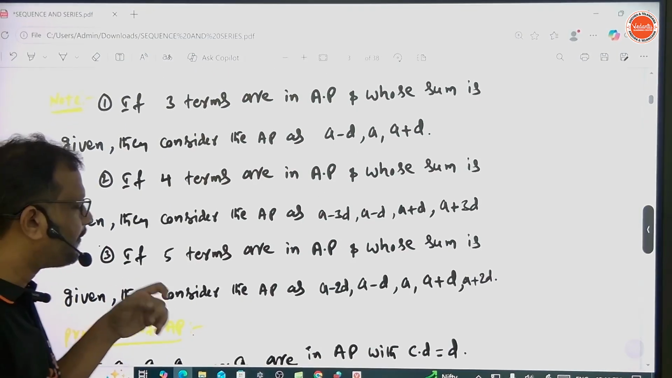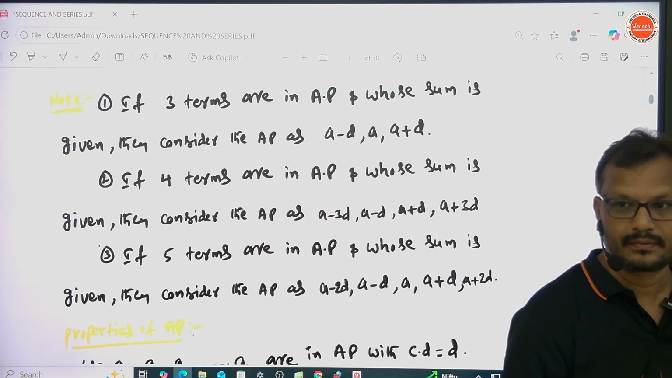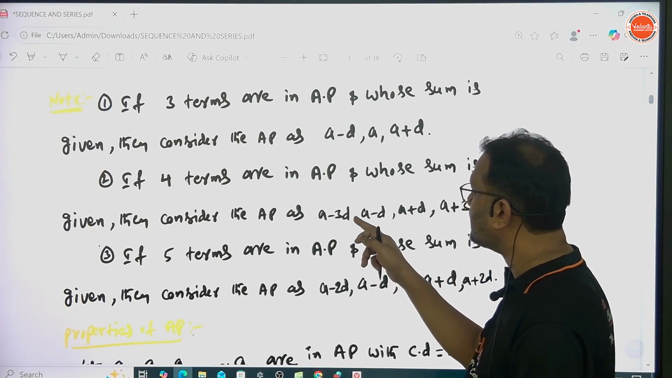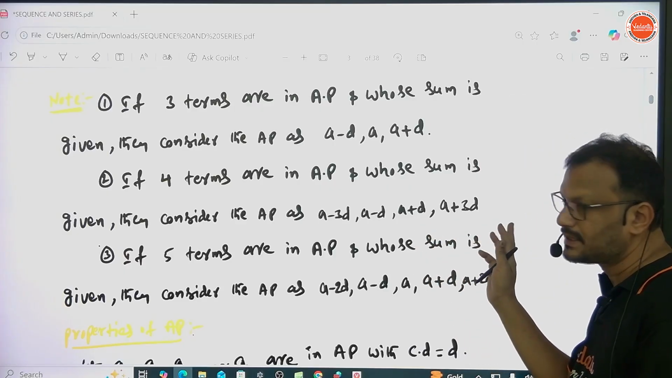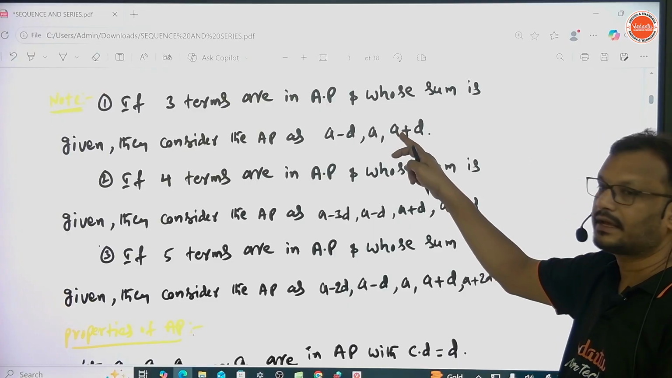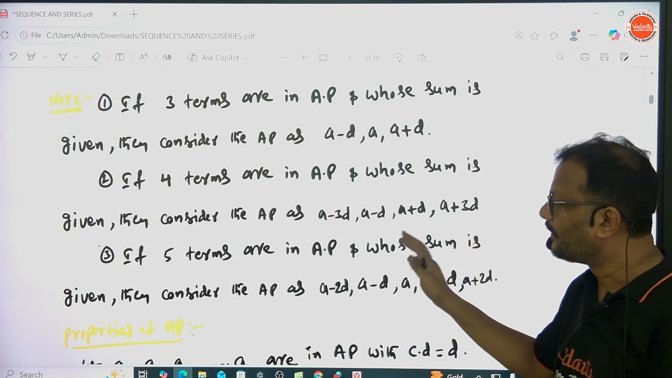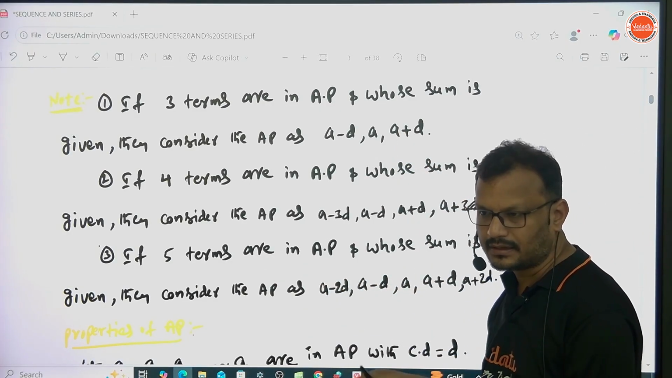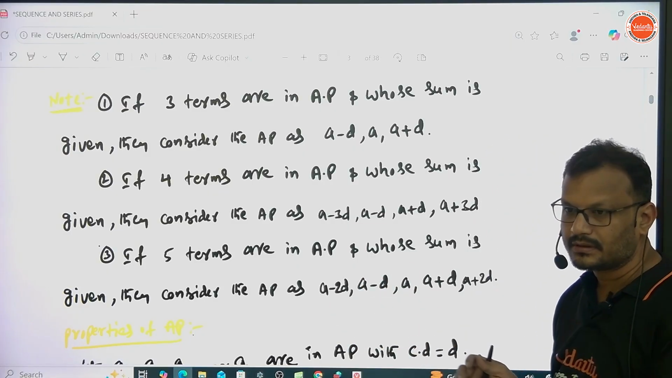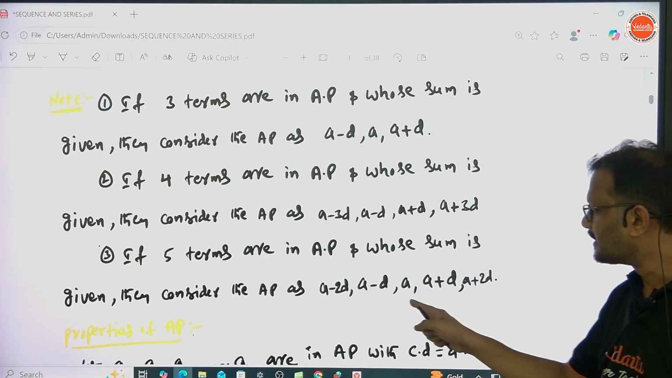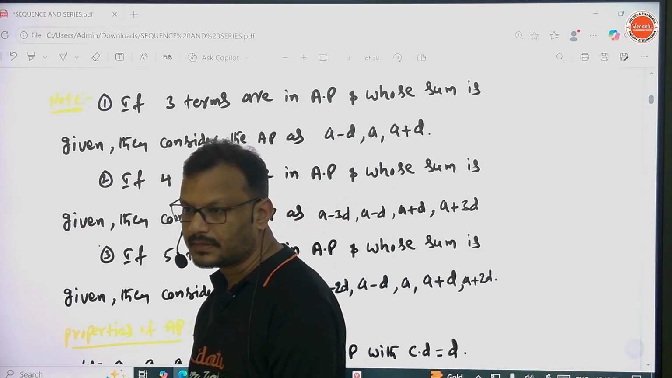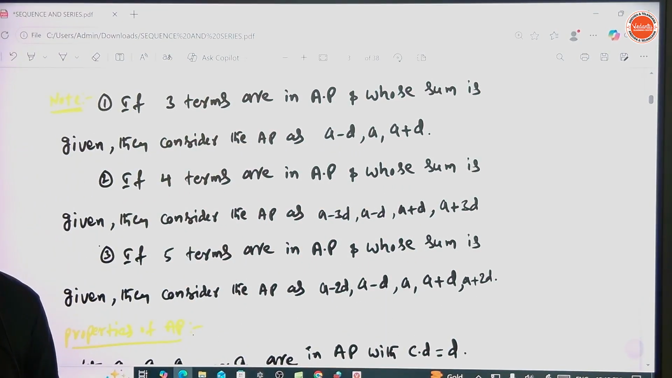So for example, if 4 terms are in AP whose sum is given, then we will take the AP as A minus 3D, A minus D, A plus D, and A plus 3D. But what is the common difference here? 2D. Here it is D, but here it is 2D. Now if you take 5 terms, you can continue like that: A minus 2D, A minus D, A, A plus D, A plus 2D. But what is the common difference here? D. So that also you have to think. The common difference is not the same in every case.